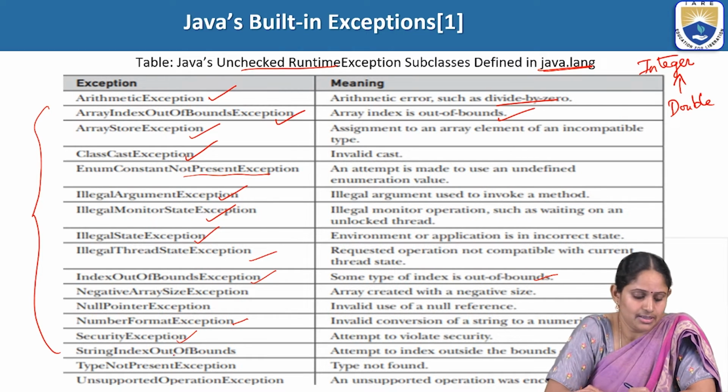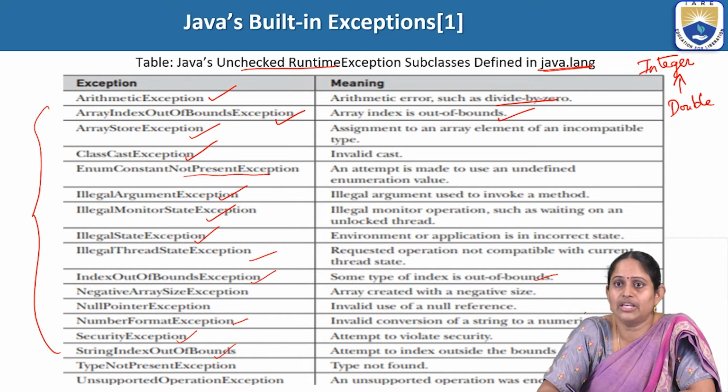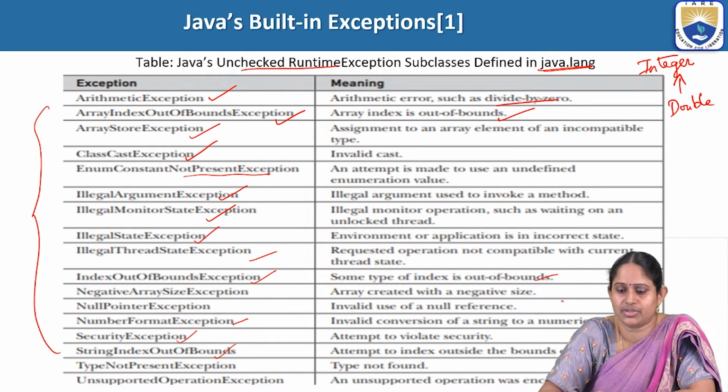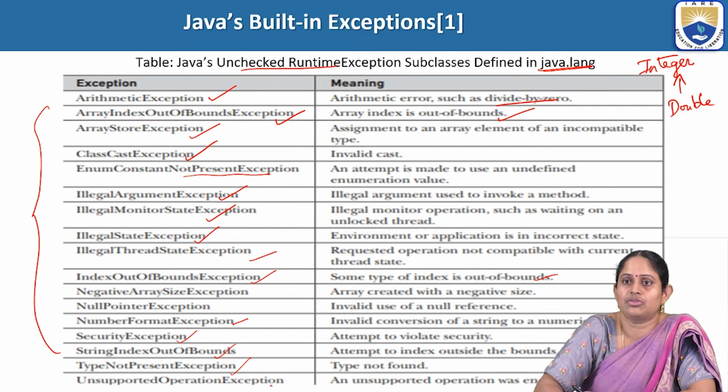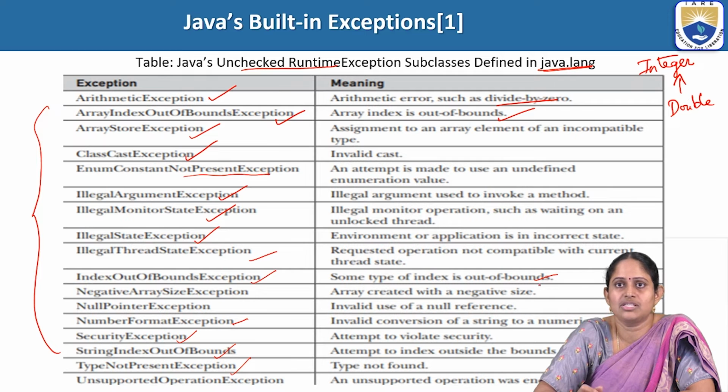Then we have the security exception, which will be thrown when you attempt to violate the security features. Then string index out of bound will be thrown when you attempt to index an element outside the bound of the string. Type not present exception will be thrown when that particular type is not found. And unsupported operation exception will be thrown when an unsupported operation is encountered. So these are some of the unchecked runtime exception subclasses defined in Java.